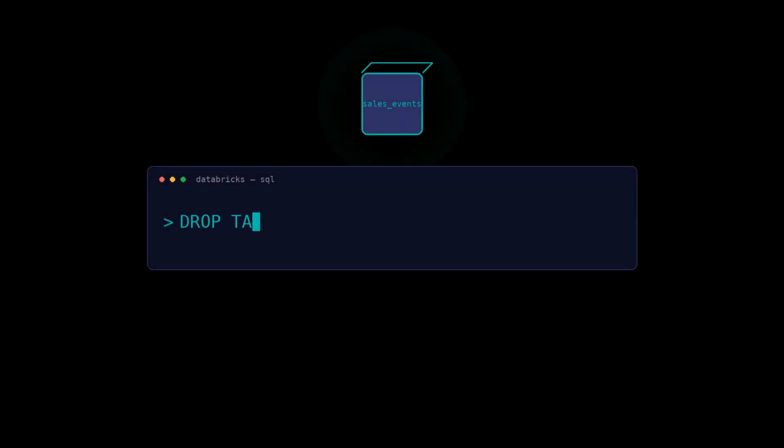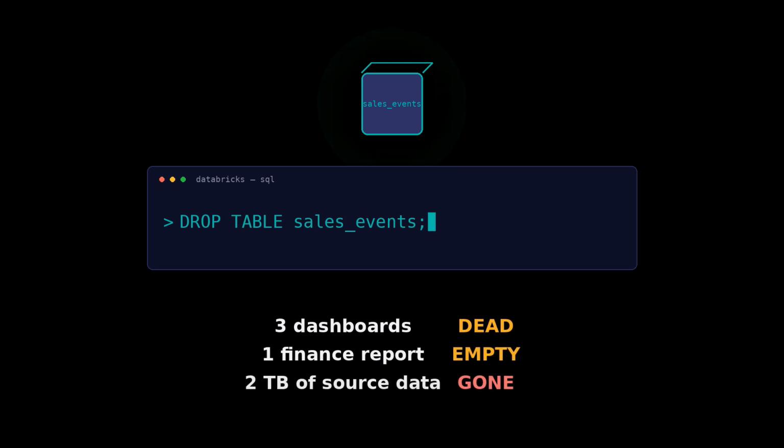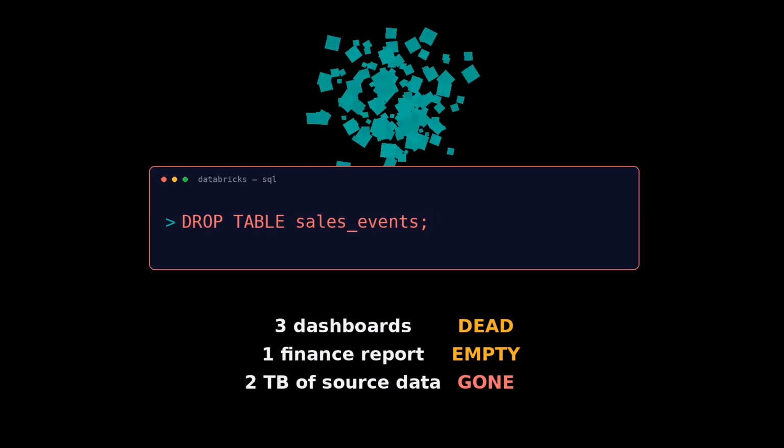A data engineer runs one line of SQL on a Friday evening: drop table sales_events, because it's just a temp table we don't need anymore. Monday morning, three dashboards are dead, a finance report is empty, and 2 terabytes of source data are gone.